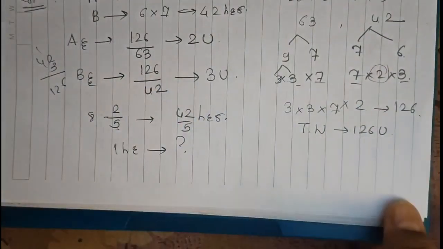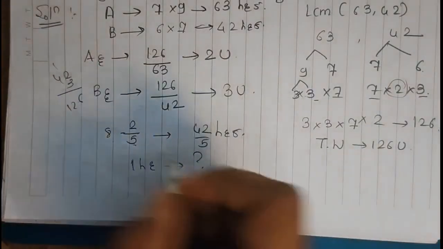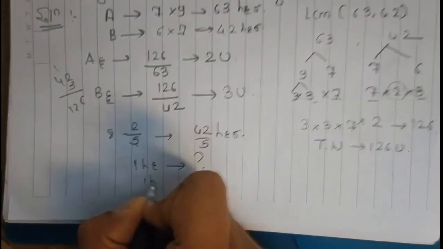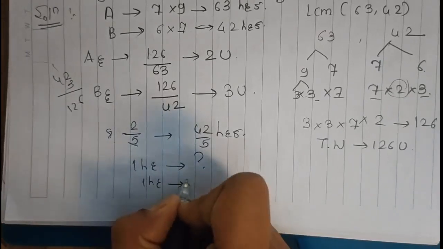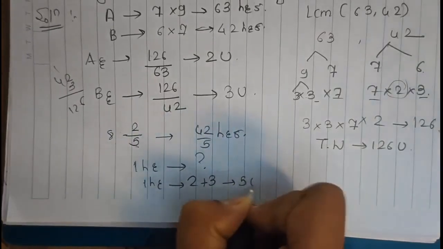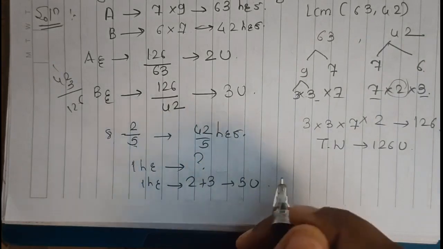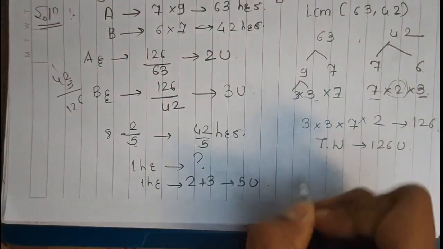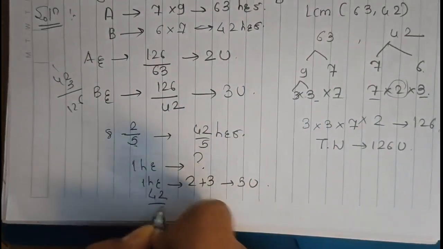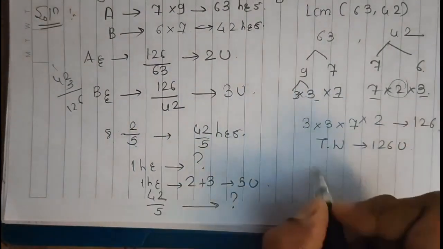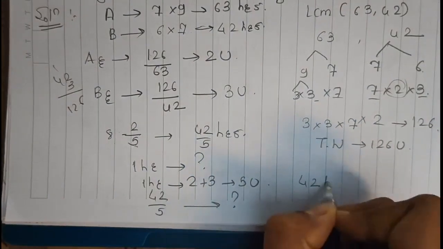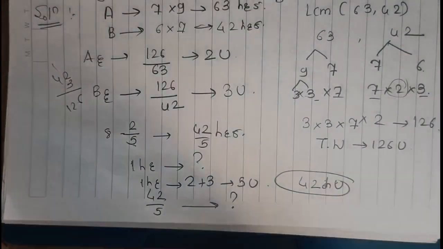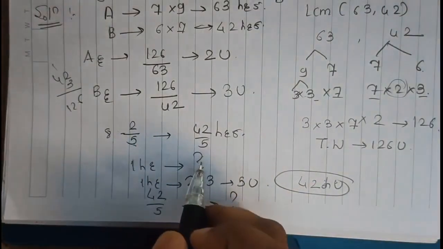So for 1 hour, how much work will be done? It would be 2 plus 3 units, which is 5 units. So in 1 hour, A and B together can complete 5 units, right? So in 42 by 5 hours, how much work would be done? It would be 42 units. So 42 units of the work will be done in 42 by 5 hours, but for only one day.